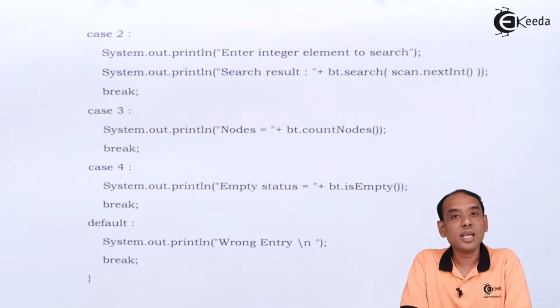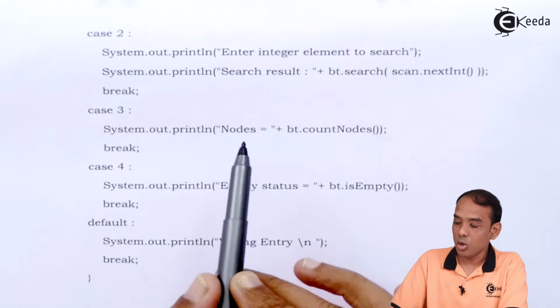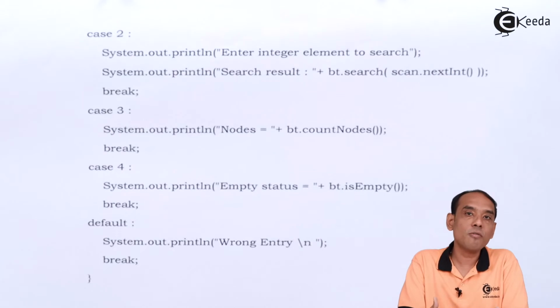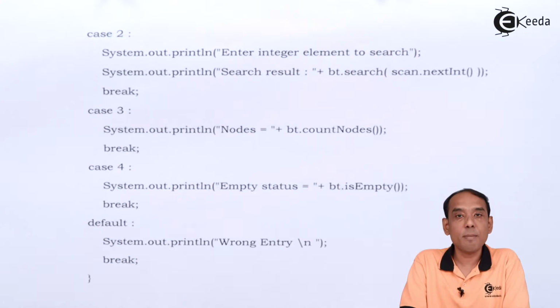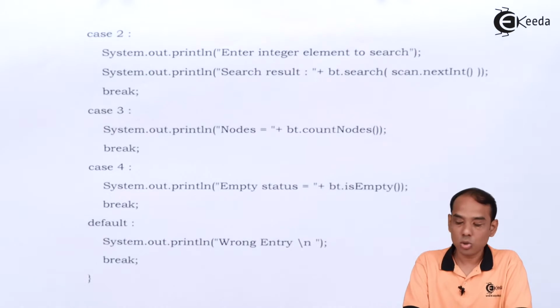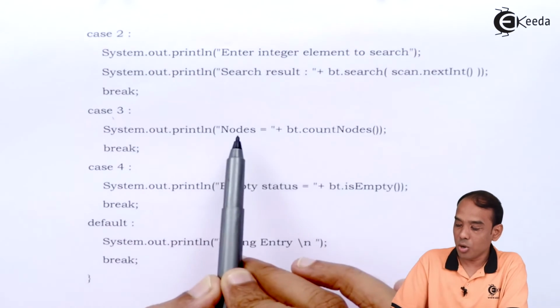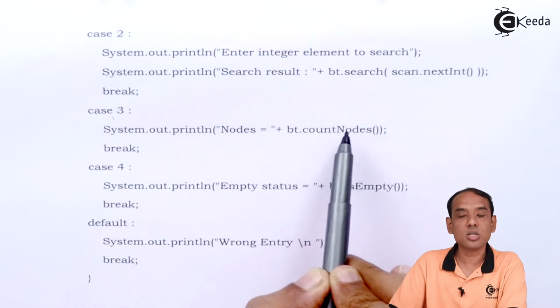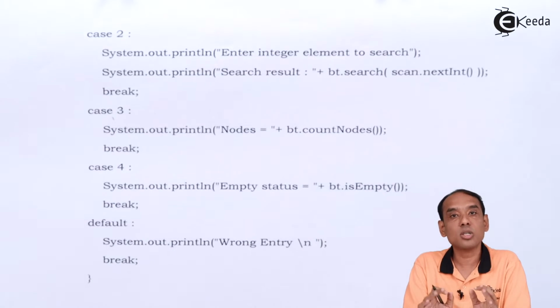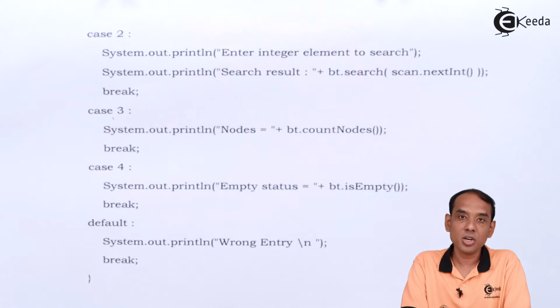Once we are done with case number 2, then we move to case number 3, that is your nodes. That is, you are going to count the number of nodes in the given binary tree. Now the number of nodes may increase or decrease depending on how you insert or delete nodes from the given tree. So in case number 3, we write nodes equal to bt.countNodes, the function which gives the number of nodes in the given binary tree.